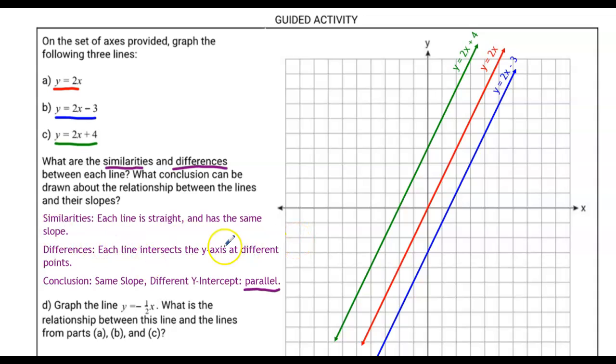The main difference is that each line intersects the y-axis at different points, here at positive 4, here at 0, and here at negative 3. Which means, since they have the same slope and different y-intercepts, we can refer to these lines as parallel.